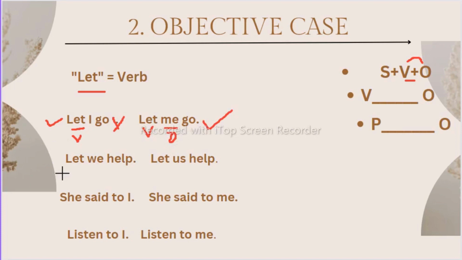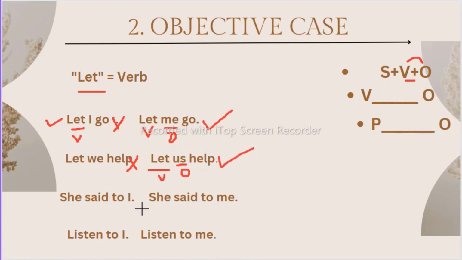Now let us see the second one. "Let we help." Have you heard this before? "Let we help"? No, this is a wrong one. "Let us help", because "us" is the object of "we". That's why after verbs we have to follow objects.